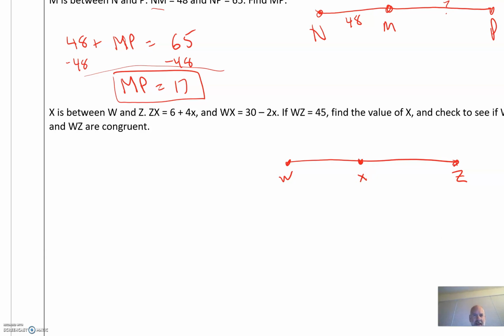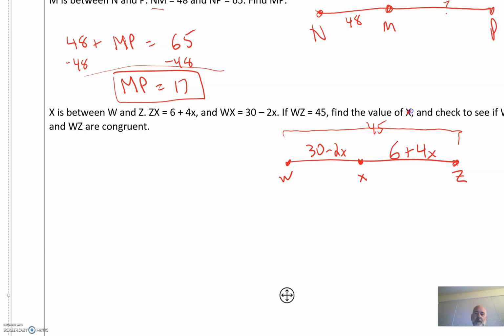It says ZX is 6 plus 4x. So this is 6 plus 4x. And WX is 30 minus 2x. So WX, okay, that's just the other part. And it says WZ is 45. So the whole thing from beginning to end is 45. So if that's true, find the value of x.